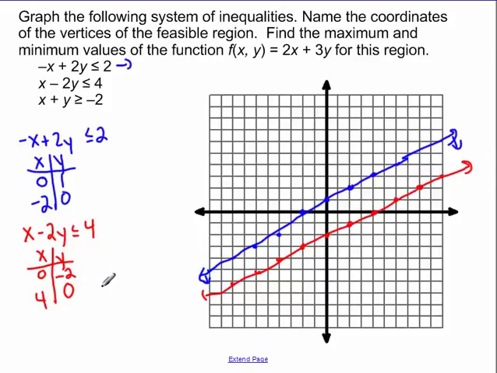Now let's see where we're shading here. Test your point. Plug in (0, 0). 0 minus 0 is 0. 0 is going to be less than 4. That's true. So I'm shading in between those two lines. Okay, so let's keep that in mind.